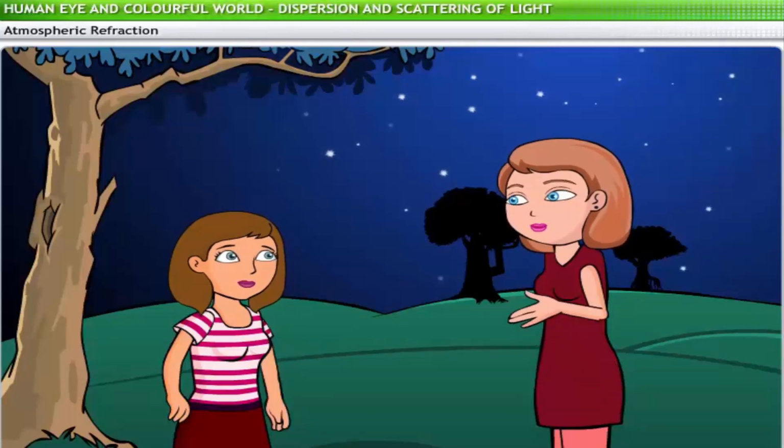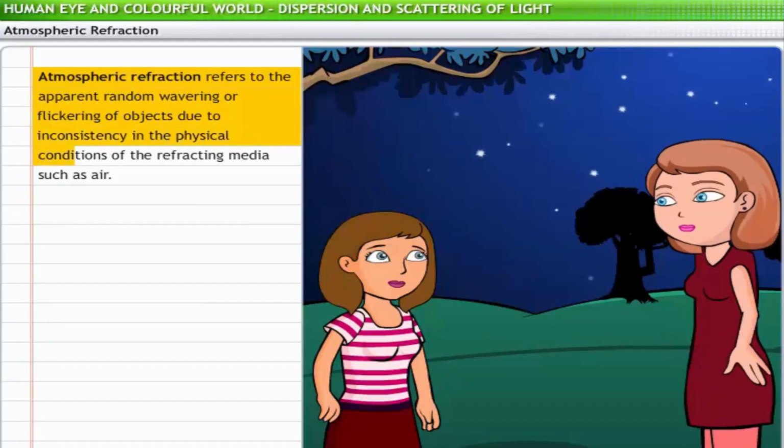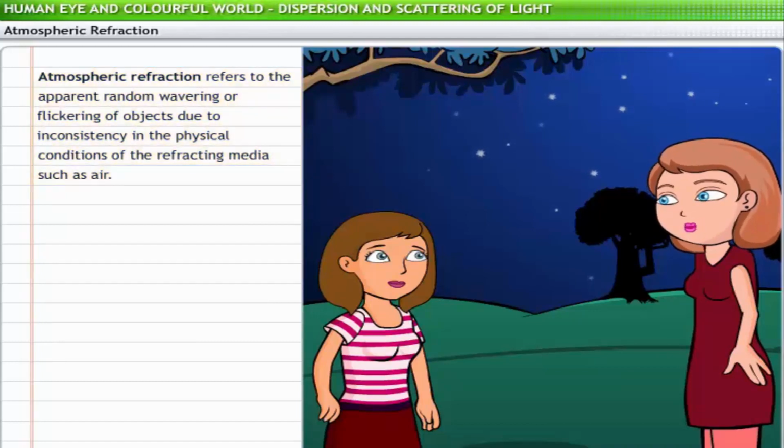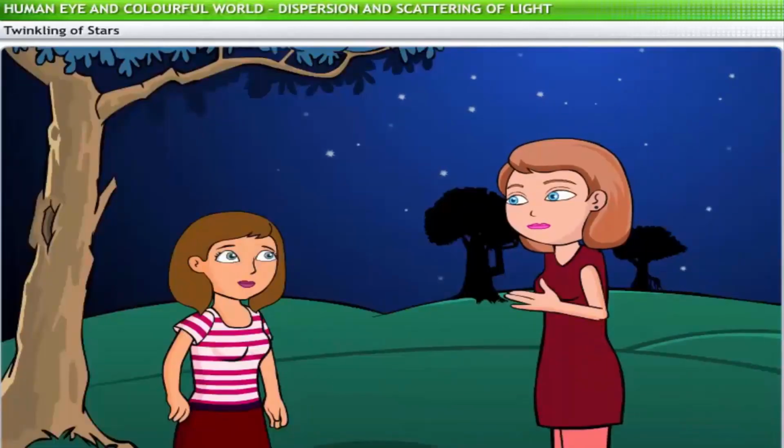Definitely. The twinkling of stars can be explained through atmospheric refraction. Atmospheric refraction refers to the apparent random wavering or flickering of objects due to inconsistency in the physical conditions of the refracting media, such as air. In fact, atmospheric refraction can explain twinkling of stars as well as apparent sunrise and sunset. Let's first look at the twinkling of stars.